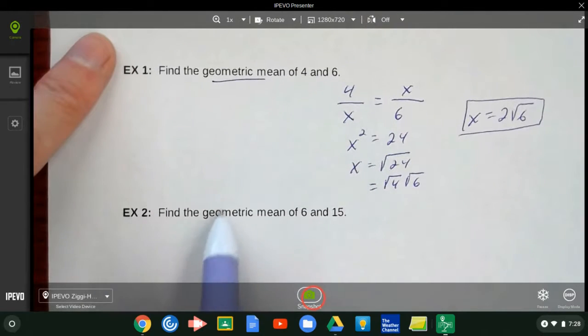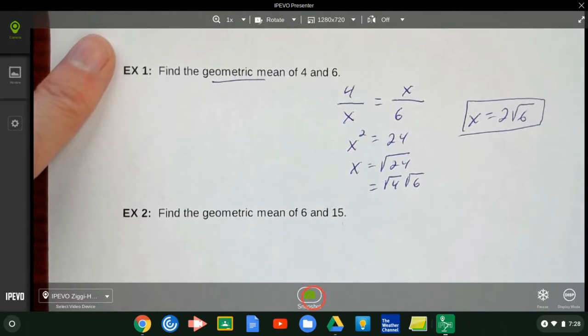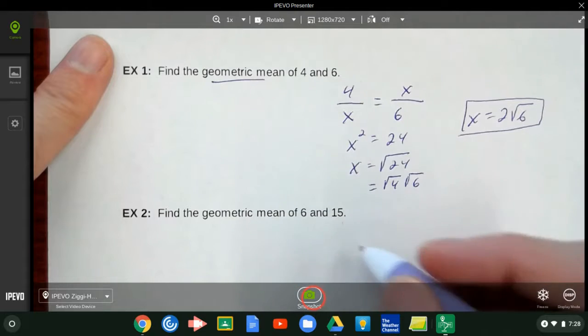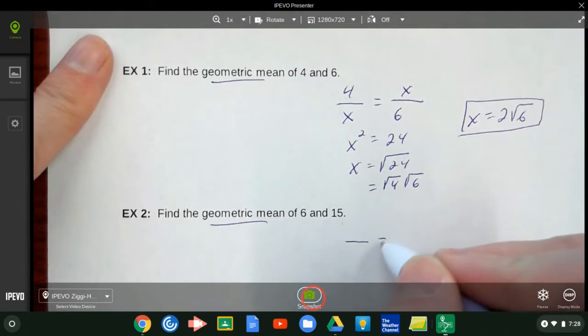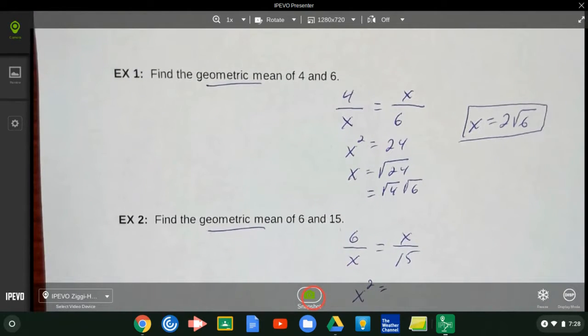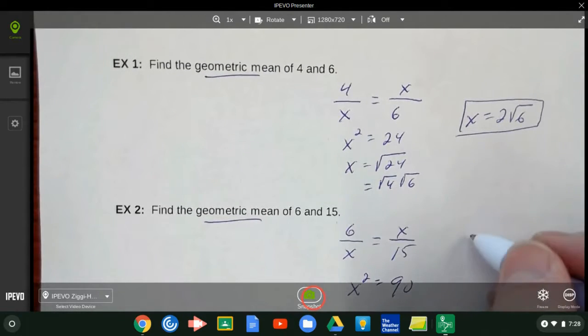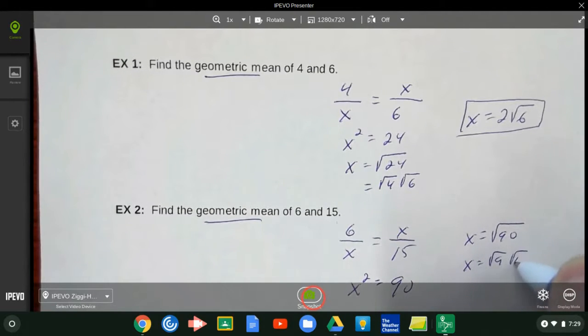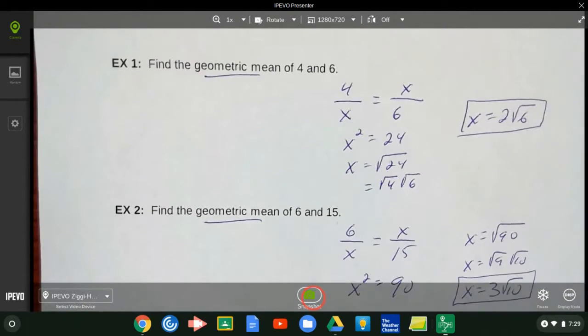Let's try another one. Find the geometric mean of 6 and 15. See if you can do that one on your own. Okay, so same idea. I'm looking for the geometric mean, so that means I'm going to set up my proportions with the x's in the means position, and 6 and 15 are my extremes. So again, x squared equals, and I go to my calculator here again, 6 times 15. X squared is 90. So x is the square root of 90. So that's 9 times 10 would give me 90. So 3 radical 10 is my solution.